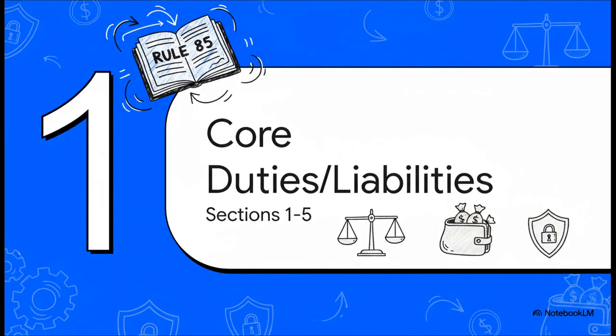First up, let's talk about the absolute fundamentals, Sections 1 through 5 of Rule 85. Think of these as the ground rules, the fundamental rules of engagement that lay the groundwork for everything else an administrator does. This is the heart of what we call the fiduciary's burden.